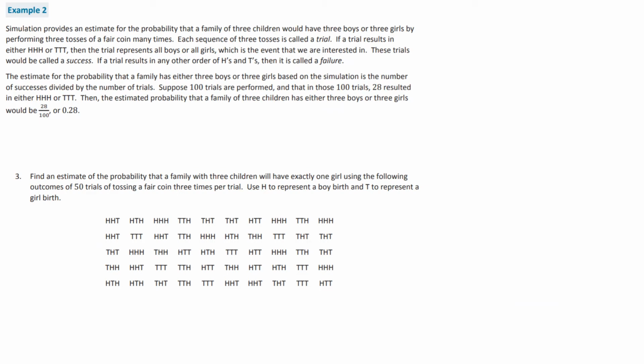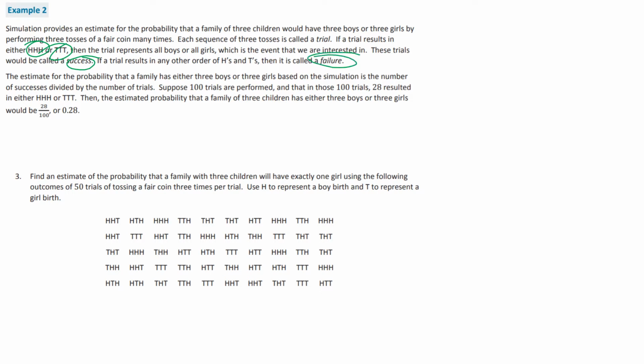So for example 2, we're still talking about our family. It says the simulation provides an estimate for the probability that a family of 3 children would have 3 boys or 3 girls, so all boys or all girls, by performing 3 tosses of a fair coin many times. Each sequence of 3 tosses is called a trial. If a trial results in either heads, heads, heads, or tails, tails, tails, then the trial represents all boys or all girls, which is what we're interested in. That would be called a success. So our success is going to be all boys or all girls, because that's what we're looking at for this example. If a trial results in any other order of heads and tails, then it is a failure.